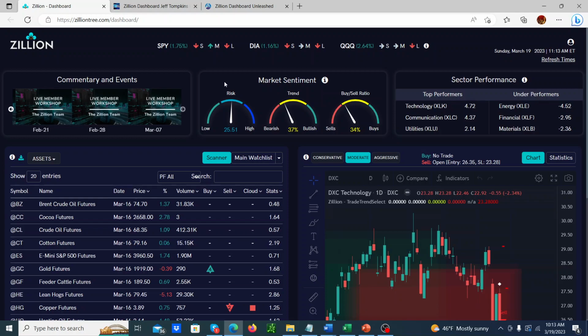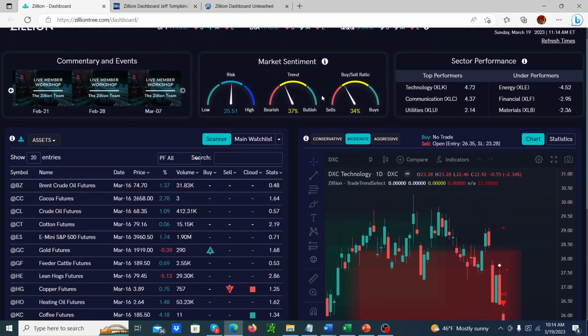So you're not trying to go long when the market's tanking, for example. And sometimes these programs spit out long signals even though the market's not going the right way. So I think this is a really good start to the Zillion dashboard. This idea that you can get an overall indication of what sectors and also what the market sentiment is overall. In this example, we're going towards bearish here, so 37%, we're almost into bearish territory.